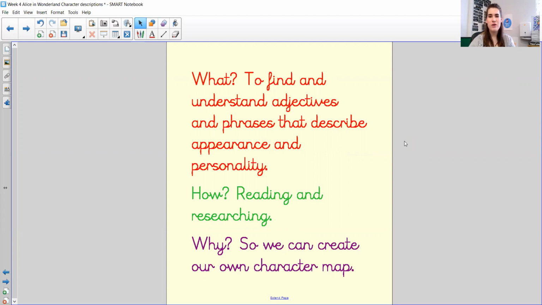Okay, so we're going to be focusing in on this character for a couple of days now, and we're going to have a go at writing a mini character description all about Alice based off what we already know about her from the story so far. Because based off yesterday with all of your great mind maps, we saw that we already know lots and lots about Alice. Today we're going to be collecting some more adjectives and phrases that describe both her appearance and her personality. And we're going to do this so that we can create our character map, which I'm going to show you in a moment.